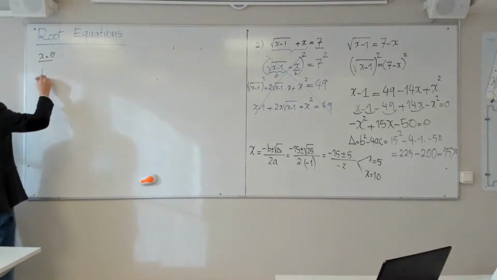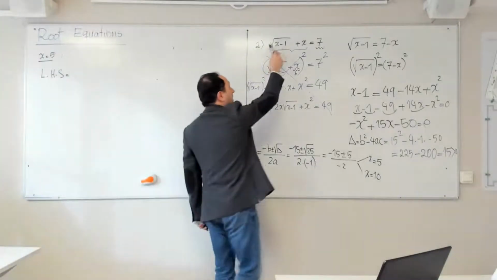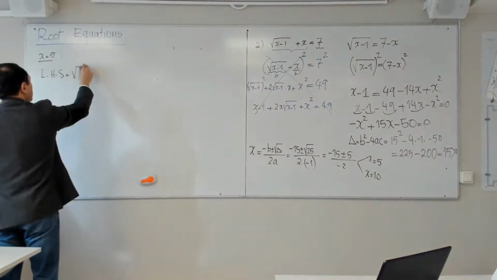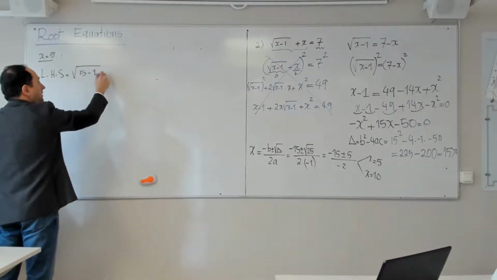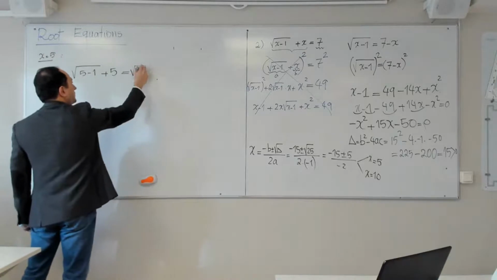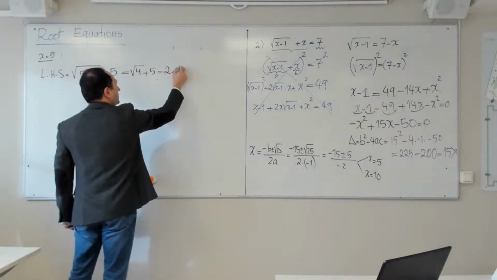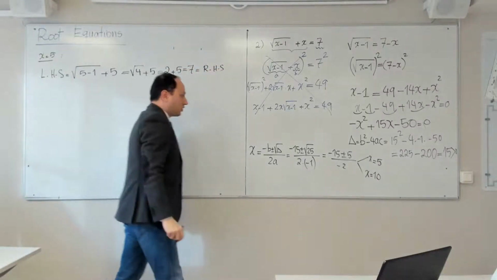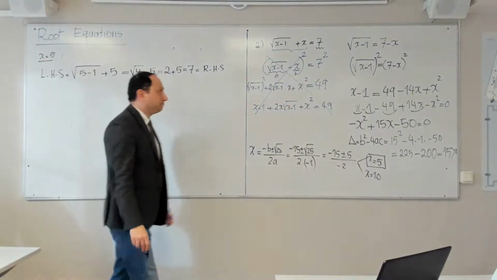I start from the left-hand side, the original equation, before changing anything, okay? So it becomes the square root of, instead of x, I put 5, so it becomes 5 minus 1, plus 5. 5 minus 1 is 4. Square root of 4 plus 5. This becomes 2 plus 5. This becomes 7. And this is equal to the right-hand side. So I go back and put it in the box. It is acceptable for me.